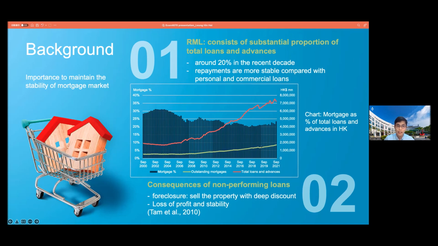Residential mortgage loans are important for the banking industry as well as for individuals, because if people cannot repay their residential mortgage loans, they will be subject to foreclosure, in which the individual's property is sold at a deep discount. This is not only a loss for the individual, but also a loss for the banks.